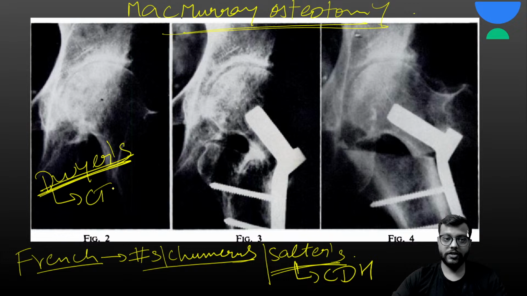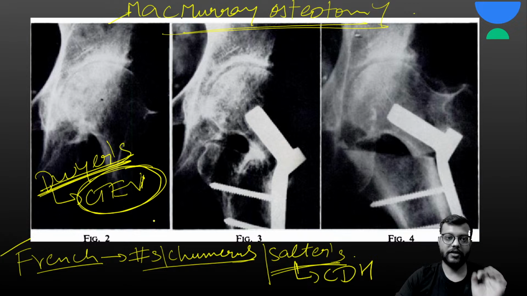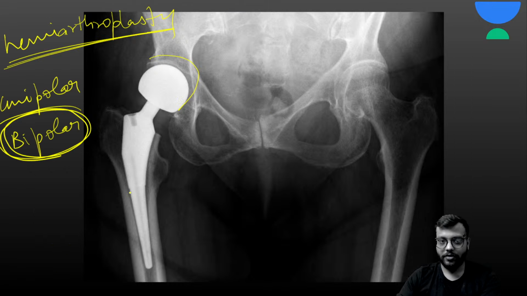The McMurray osteotomy for the neck of femur, French osteotomy for the cubitus varus deformity in malunited supracondylar humerus fractures, Salter's osteotomy in congenital dislocation of the hip, and Dewey's osteotomy in CTEV. Okay, very important, CTEV or clubfoot. Okay, now you need to remember this.